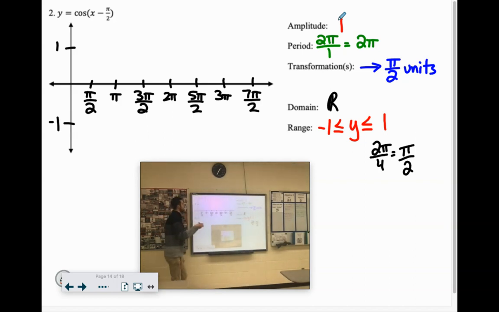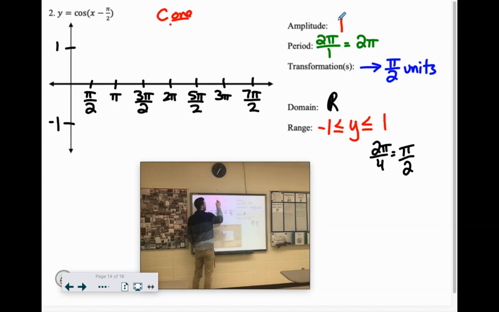So cosine, remember, starts at 1. It starts at the highest point of our graph. So I see we're shifting to the right pi over 2 units. So we're going to be starting at pi over 2, but we're starting at the top of our graph. So there will be our first point.